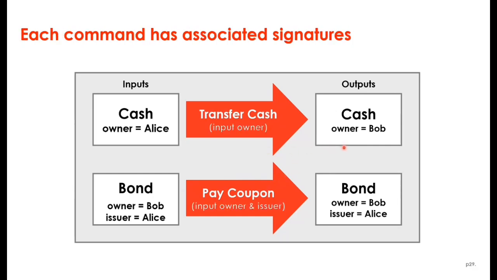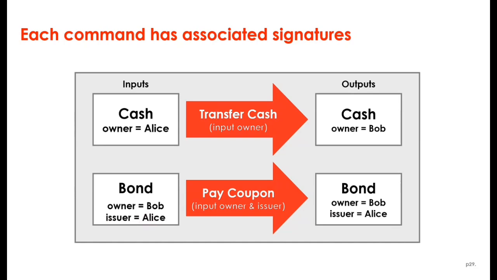We can also see here that each command is associated with a list of required signers. Right here we need the input from the owner, and we see owner here Alice, and then owner here Bob. So the cash transfers must be signed by the owners of the cash. We need an owner here and an owner here. And the coupon payments must be signed by the bond issuer and owner of the bond. So we see here the owner and the issuer, and the owner and the issuer.